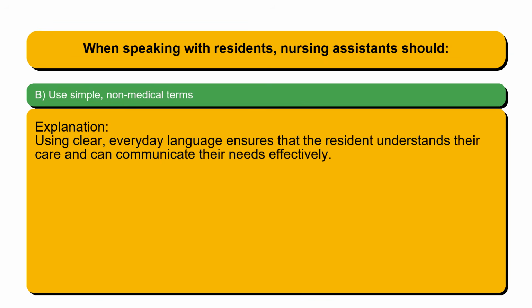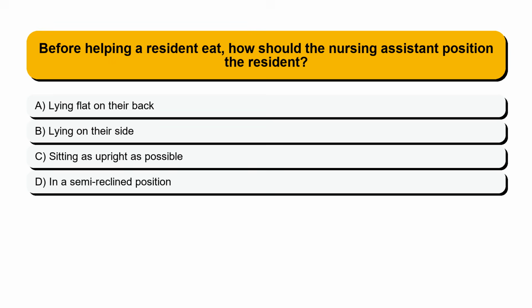Question 59. Before helping a resident eat, how should the nursing assistant position the resident? Option A. Lying flat on their back. Option B. Lying on their side. Option C. Sitting as upright as possible. Option D. In a semi-reclined position.